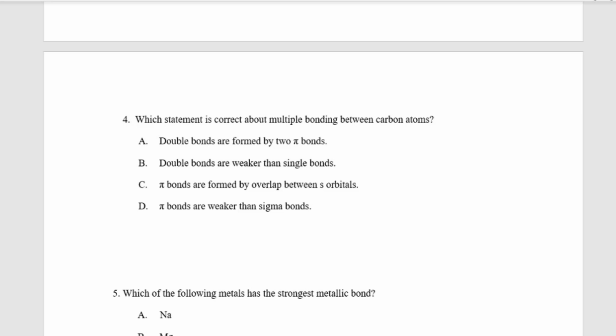And C, pi bonds are formed by overlap between s orbitals. That's not correct, because pi bonds are formed by the overlapping of the unhybridized p orbitals. And D, pi bonds are weaker than sigma bonds, and that's correct. So our answer is D.